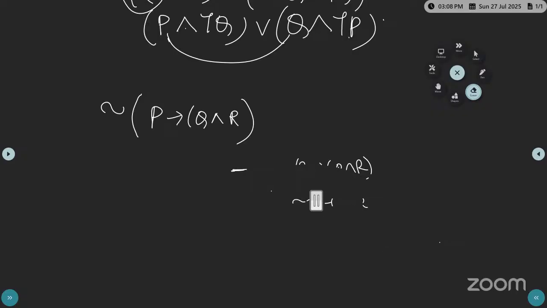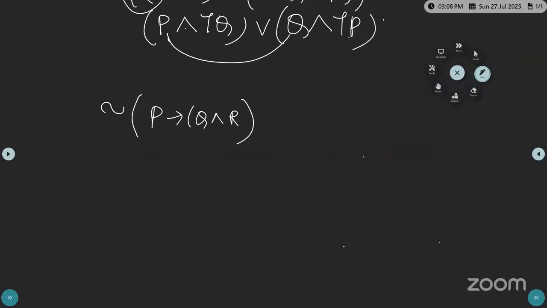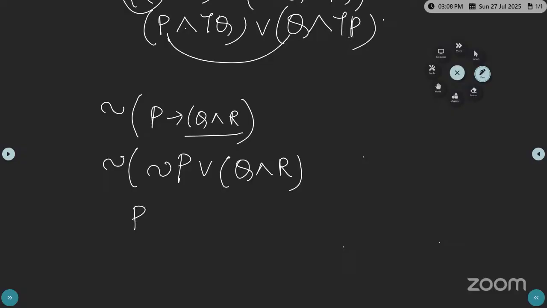Stop talking. What should you do here? You are taking negation of negation P or this is Q. Okay, so negation of negation P will become P. Negation of R is and this will become negation Q or negation R. Now what should you do? You have to get and in between the variables, and or between the sum of the variables.